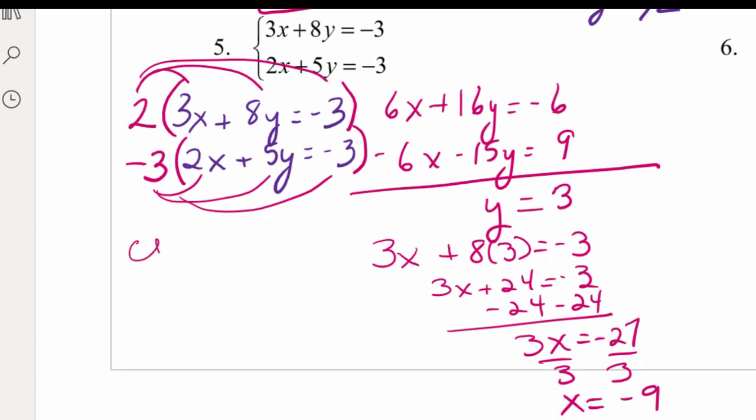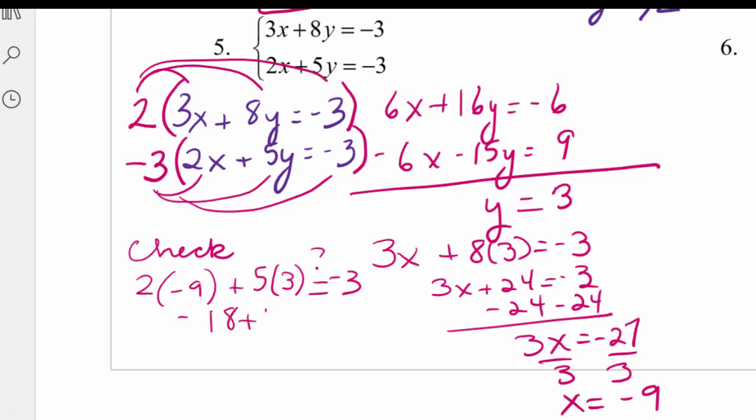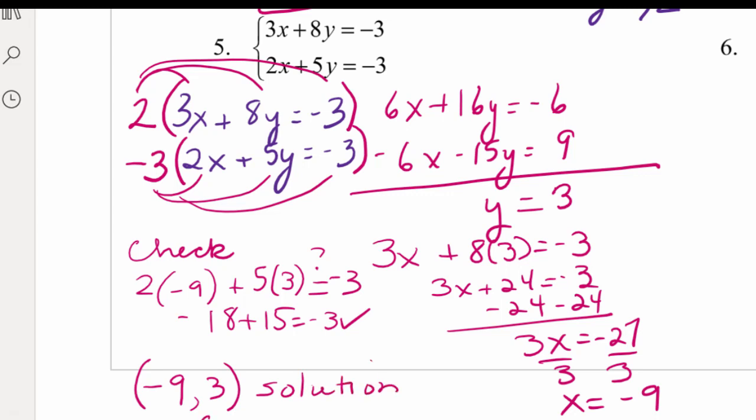Does it check? Let's check it in the bottom equation. So we have negative 18 plus 15 and that does equal negative 3. So our solution checks. And what is the solution? The ordered pair negative 9, 3. We're back to the same thing where we have a consistent independent system, right? Okay, how'd you do with that one?